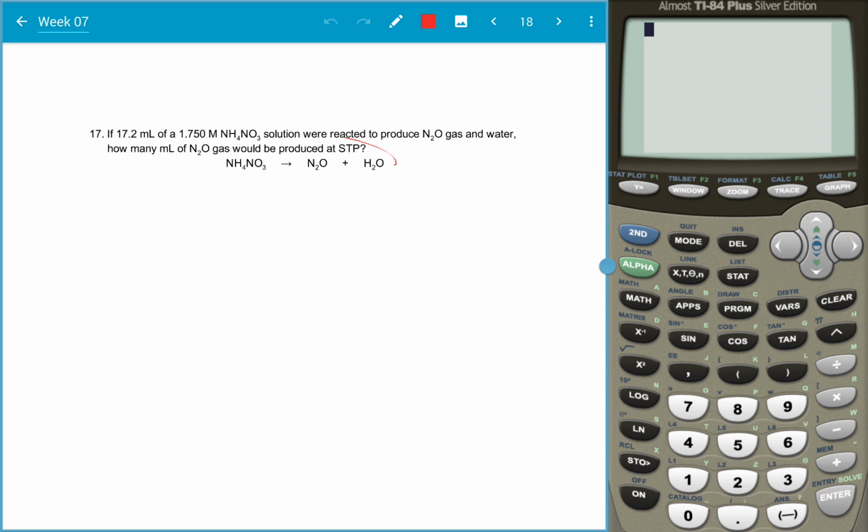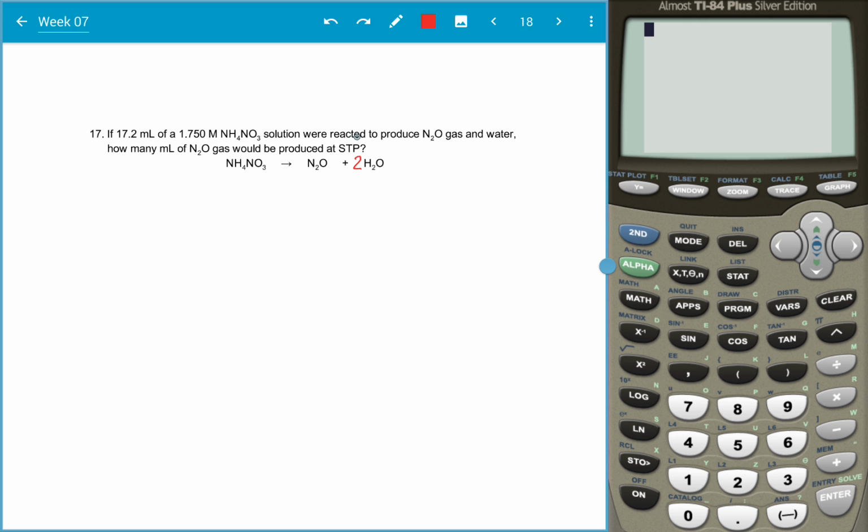So the first thing I see in this problem is a reaction that needs to be balanced. If I look, I have 2 nitrogens on the reactant side, and I have 2 nitrogens on the product side, so our nitrogens are okay. I have 4 hydrogens on the reactant side, but only 2 hydrogens on the product side, so I need to add a coefficient of 2 there. And now if we look, we have 3 oxygens and 3 oxygens on the product side, meaning that our equation is now balanced.